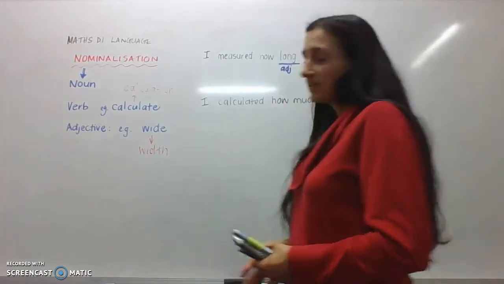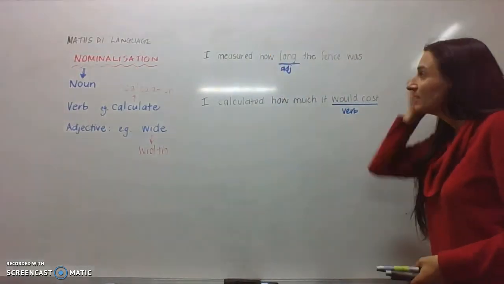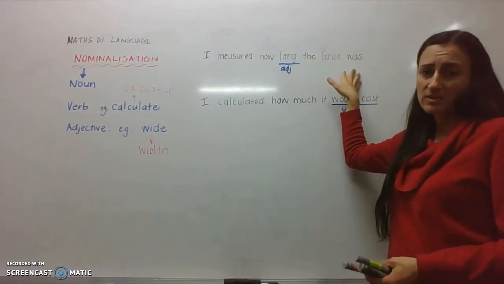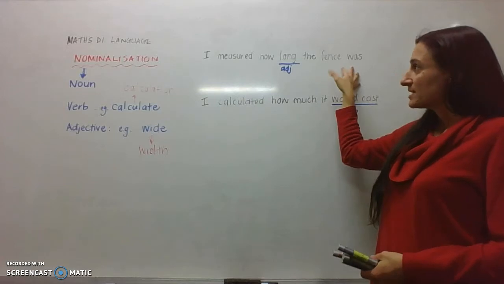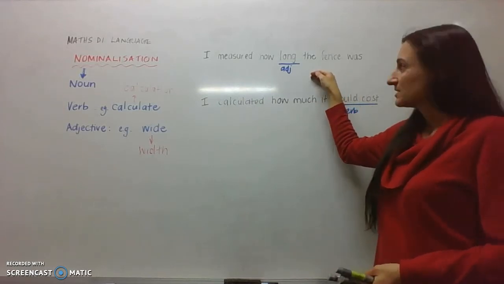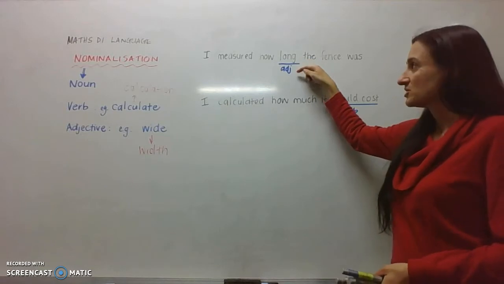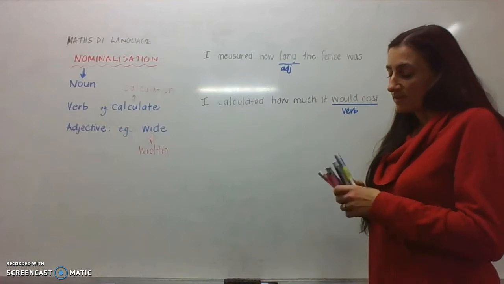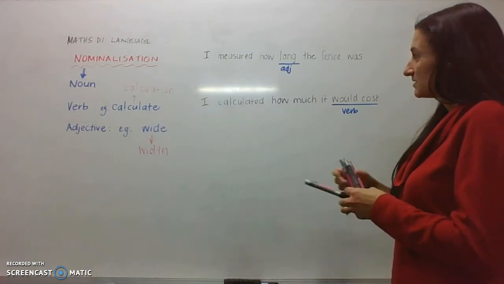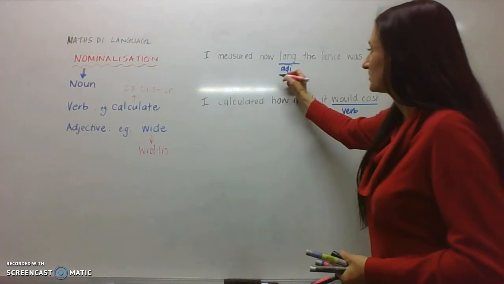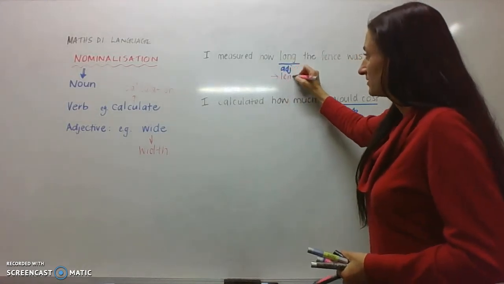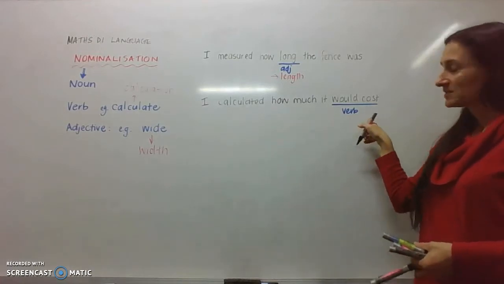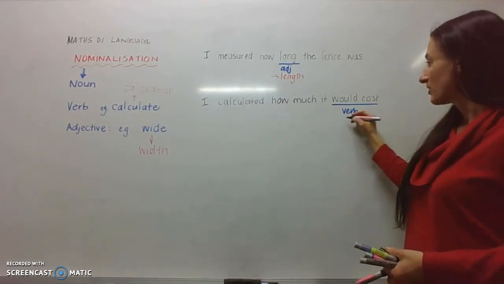If I look at these examples I have on the board behind me, I measured how long the fence was. So I might be doing some kind of calculation of perimeter. When I look at that sentence, the word that's describing the fence is how long it is. So that's an adjective. What I want to do is I want to turn that adjective into a noun. So if I think about that a little bit, I'll soon come up with the answer. So instead of long, I end up with length. And instead of I calculated how much it would cost, what I'm actually calculating is the cost.